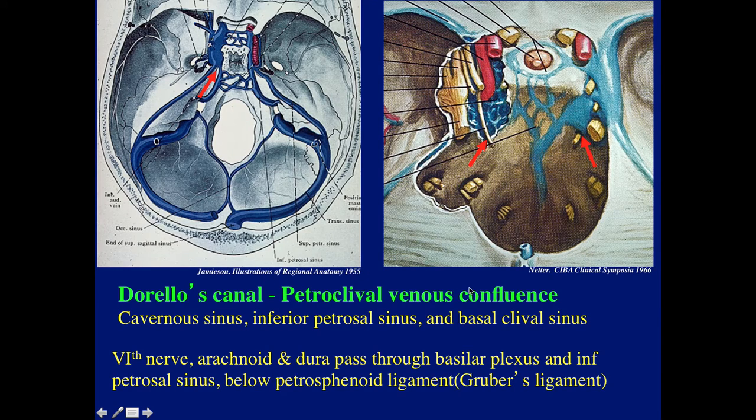Now, how this name came about is it's the junction where the clival veins join the cavernous sinus and the inferior petrosal sinus. And the sixth nerve, arachnoid, and dura pass through this venous complex below the petrosphenoid ligament, also known as Gruber's ligament. So if we look on this side, we can see the sixth nerve traveling within the venous plexus towards the Dorello's canal.